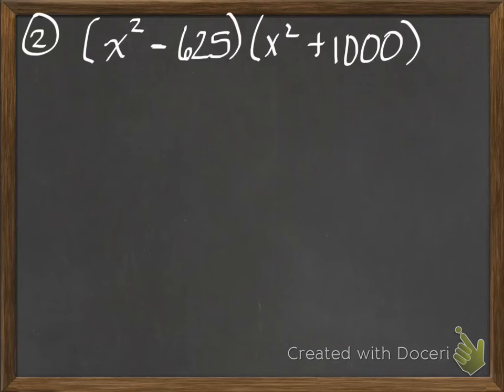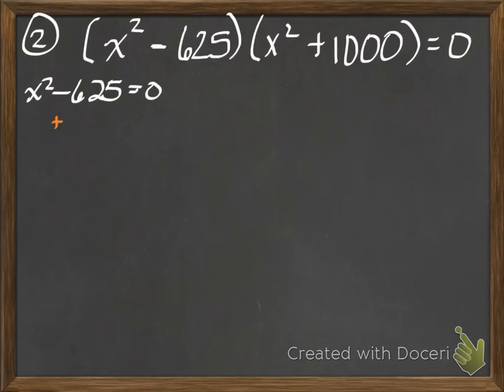So let's look at this next one. Some of them are going to be a little bit easier. You're not going to have to use the quadratic formula for them. You're just going to have to worry about setting them equal to 0. Oops, I forgot to put equal 0 on this one. So we have the quantity of x squared minus 625 times the quantity of x squared plus 1,000. Step 1 is going to work the same for both of these. We are going to set them equal to 0, as we just did. It's just the exact same steps.